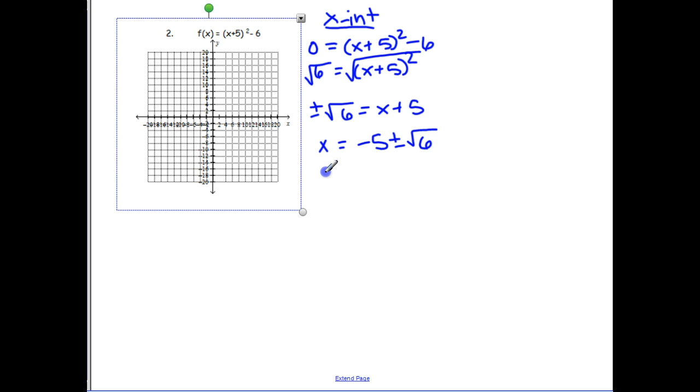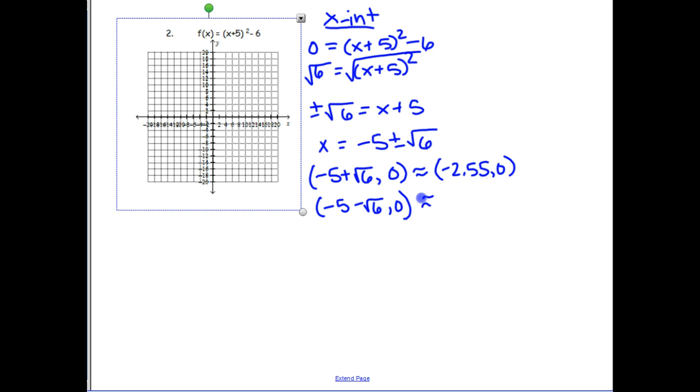So the x-intercepts are (negative 5 plus radical 6, 0) and (negative 5 minus radical 6, 0). Those are going to be approximately negative 2.550 and approximately negative 7.450.